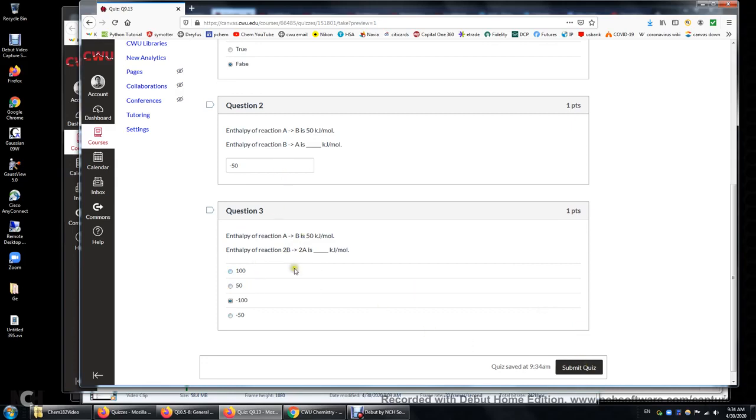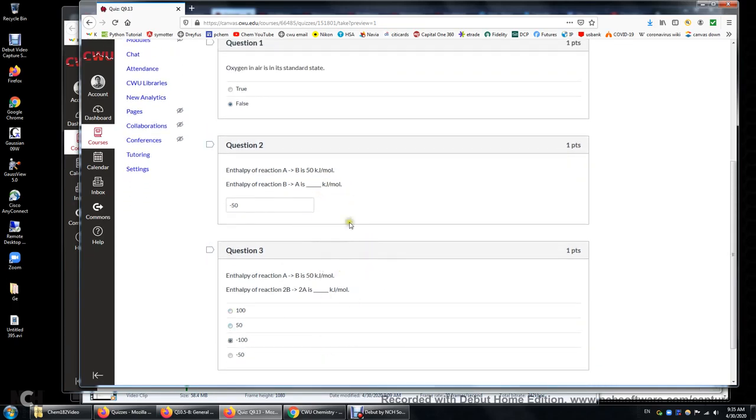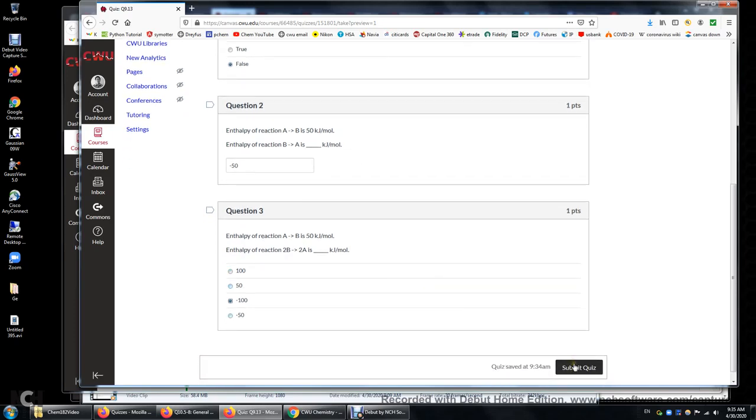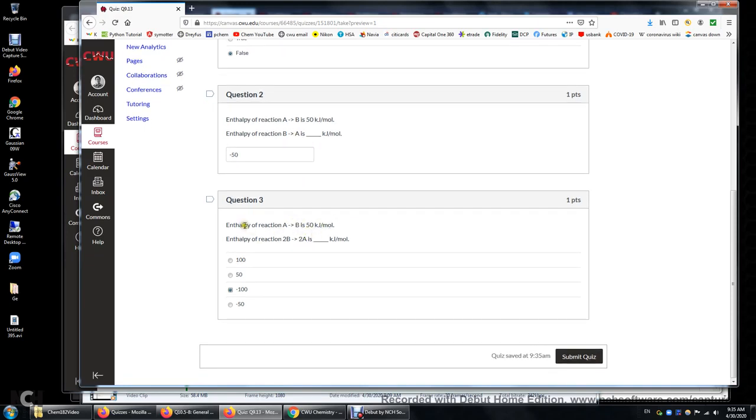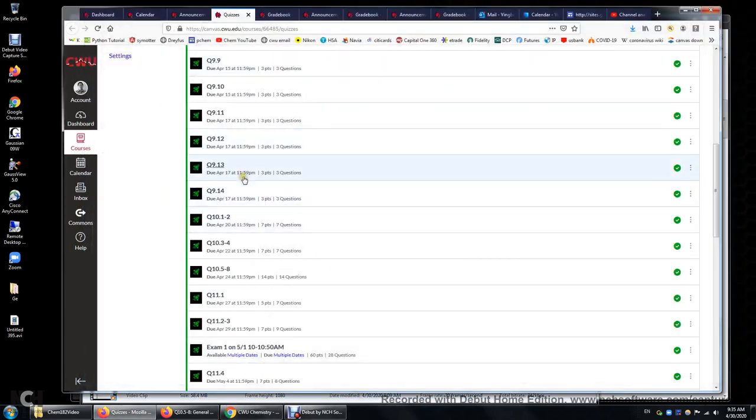So again, these two are a review because many students didn't do well in the previous quiz, so these 2 questions are designed for you to review these topics. When you reverse the reaction, you need to change the sign of the enthalpy of the reaction. And also when you double the coefficients, you need to double the enthalpy of reaction. If you double the coefficients and reverse, you need to double this number and then put a negative sign in front of it. Therefore, negative 100. Submit quiz. 3 out of 3. So let's do 1 more.